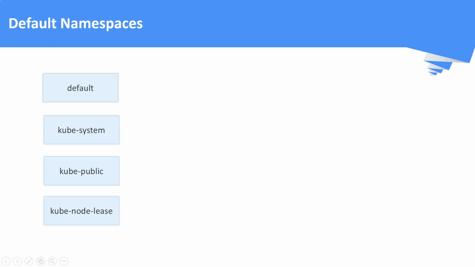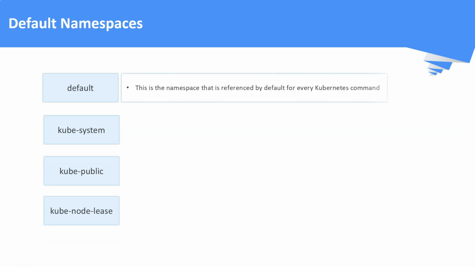Default namespaces. Kubernetes comes with these default namespaces. The first one is the default namespace. As the name implies, this is the namespace that is referenced by default for every Kubernetes command. Until a new namespace is created, all the objects and deployments reside within the default namespace.